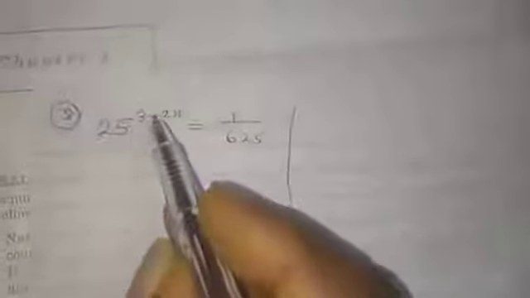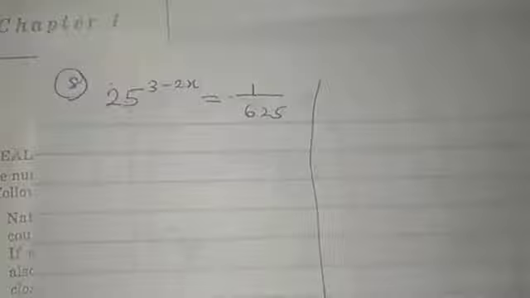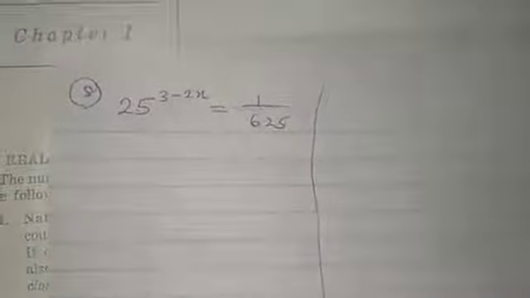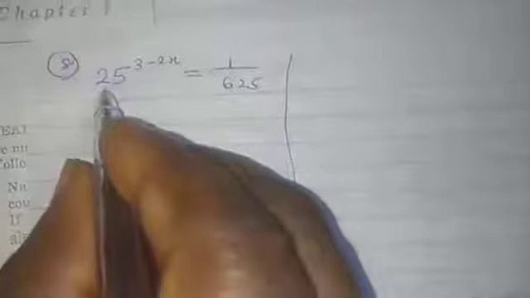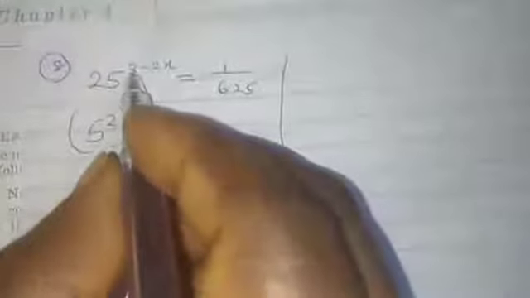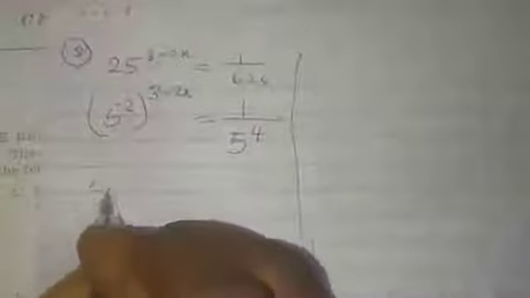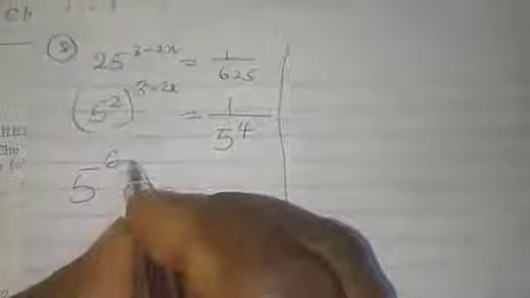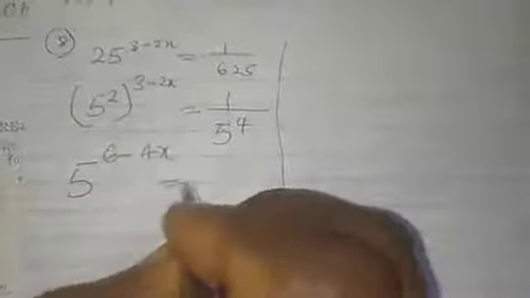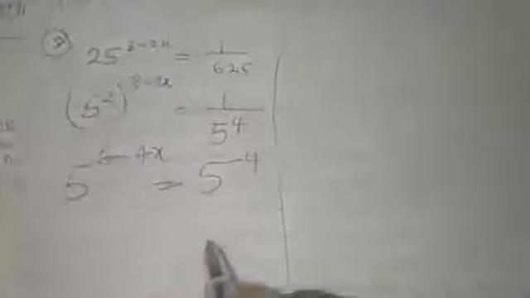Let's take another example. 25 raised to power 3 minus 2s is equal to 1 over 625. So we need to write out their indices, that is the index of 25 and the index of 625. The index of 25 will give me 5 squared. Don't forget there is a power here. This is 3 minus 2s, equal to 1 over 625, which will give me 5 raised to power 4. This is 25, this is 625. From this place, this simply means I should use 2 to multiply the powers. So that we have 2 times 3, 6, minus 2 times 2s, that is 4s. And by the law of indices, this one will become 5 raised to power minus 4.